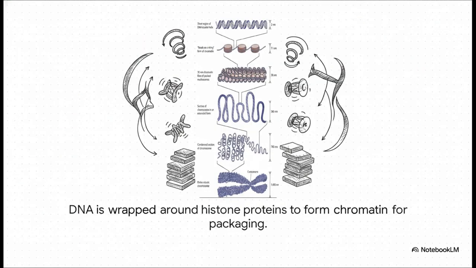And here it is, the answer to our puzzle. It's a masterclass in packaging. The long DNA strand is wrapped around these little protein spools called histones. Then that string of beads gets coiled up, and that coil gets coiled up again and again, packed tighter and tighter until it forms this super compact structure we call a chromosome. It's an absolutely brilliant way to compress data.